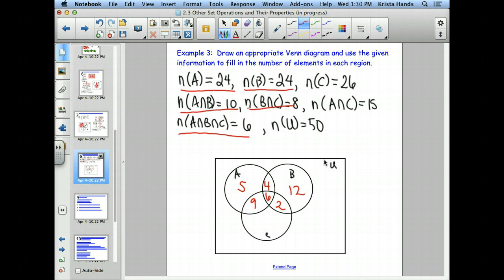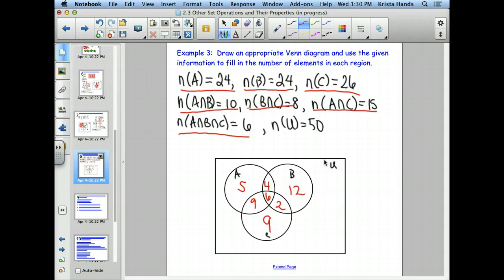All right, circle C down here at the bottom. It's supposed to add up to 26. How many is here so far? 9 and 6 and 2 is 17. And I'm supposed to have 26. So how many is missing? 9. There's one location where I don't have a number yet. Where is it? It's on the outside.